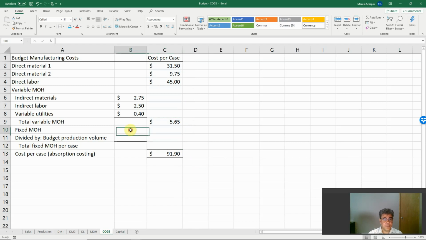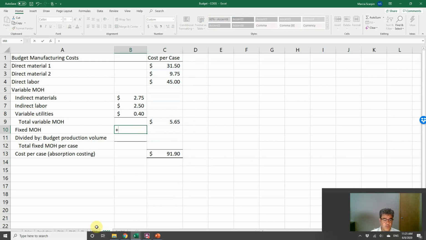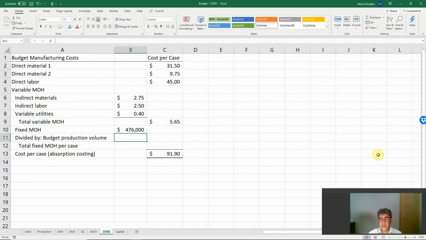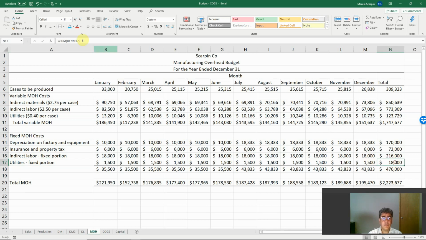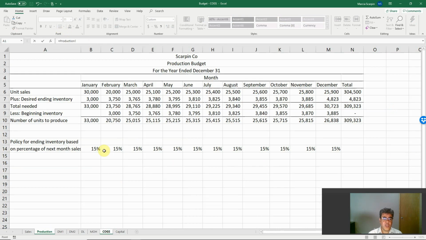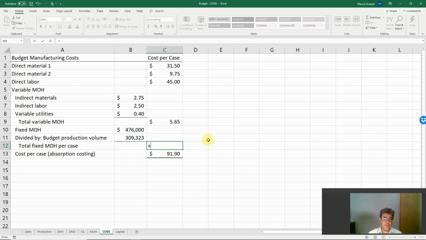How do we do the fixed manufacturing overhead? Now we need to do the total. So fixed manufacturing overhead here, 476. Beautiful. A production volume, we need the production here. Production volume 309.3. So our fixed manufacturing per case will be 476 divided by 309. So 1.54. So our total cost per case will be 93.44 per unit. And we need this number for inventories, and for cost of goods sold.